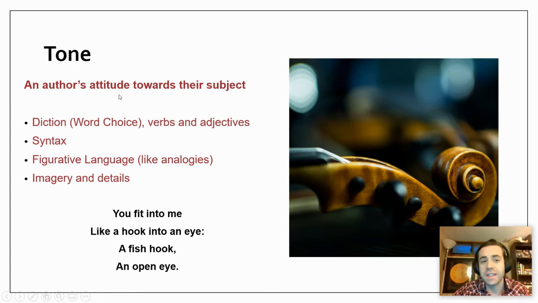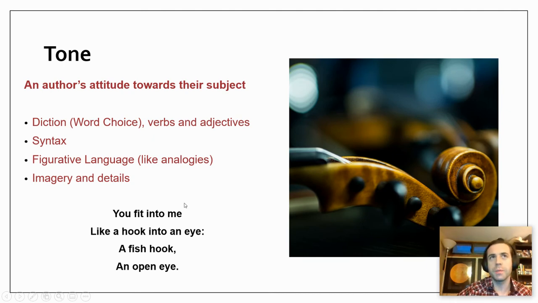And the things that affect tone are going to be all sorts of these. We're looking at tone first because it's the big one that a bunch of different things are going to contribute to and affect. So diction, syntax, figurative language, imagery and details, all of these choices that an author can make help contribute to tone, and help contribute to the overall effect of a piece.